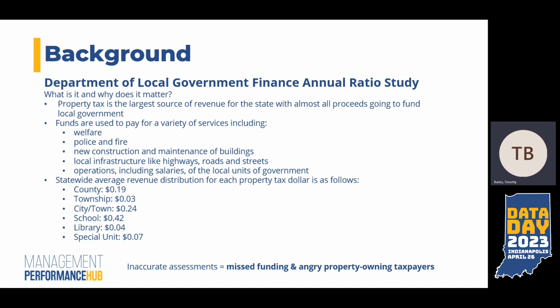So you can see there's the breakdown of what each property tax dollar goes to. You can see the bulk, almost 50 cents on the dollar goes to schools, but really important critical stuff. And so if you have inaccurate assessments, you're missing out on funding. And on the other side, you may have angry property owning taxpayers who may have overpaid.